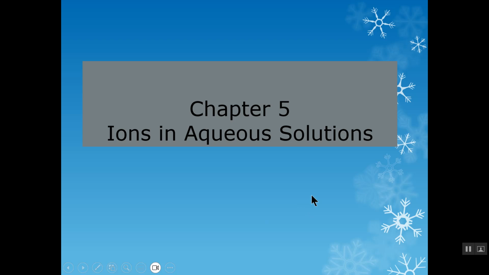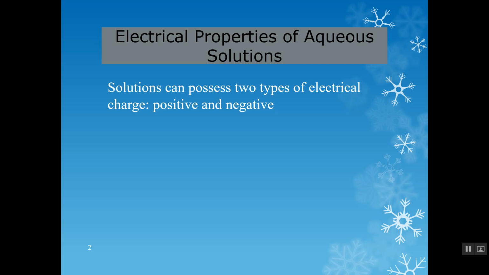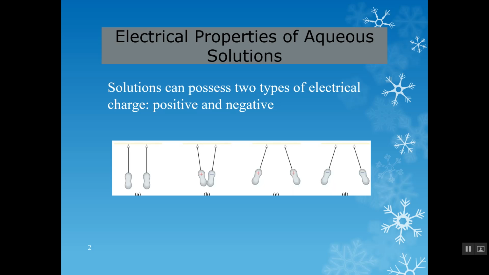So we're going to look at what happens when these compounds that contain ions are in an aqueous solution, how they behave, what they do, and so on. The first thing we're going to talk about is the electrical properties of such solutions. Now, in solutions, we can have two types of charges. Ions can be positive or negative, as we said before.